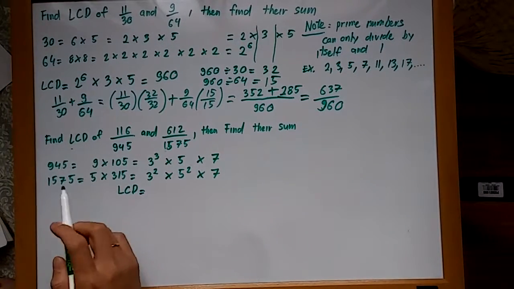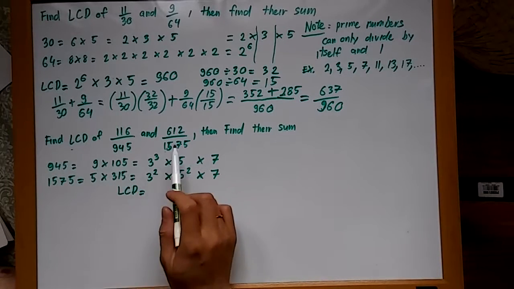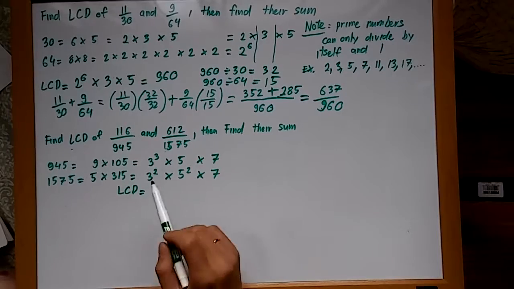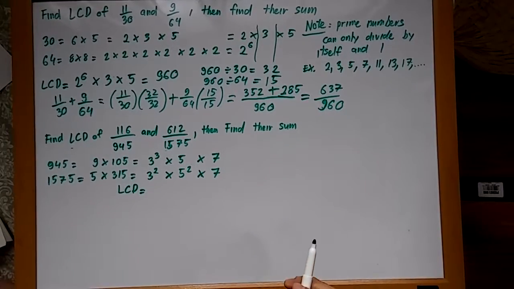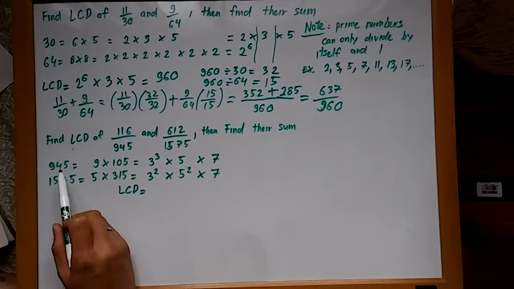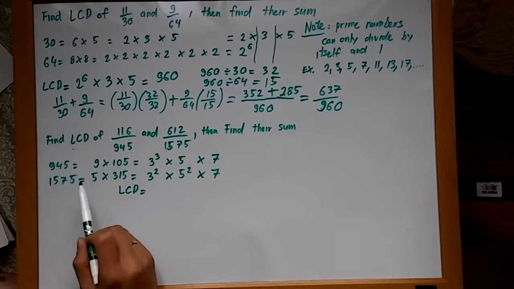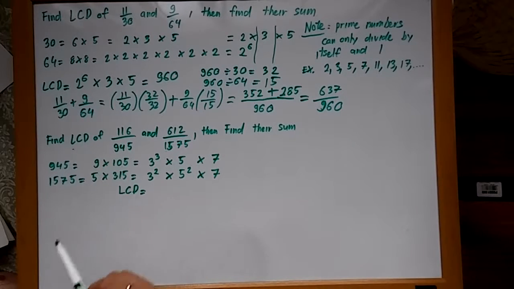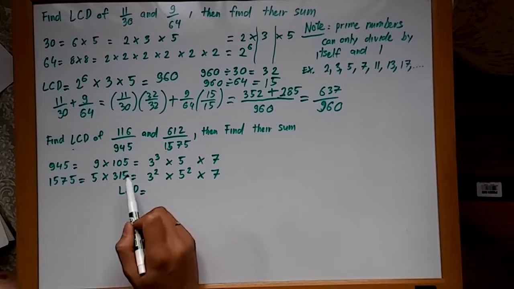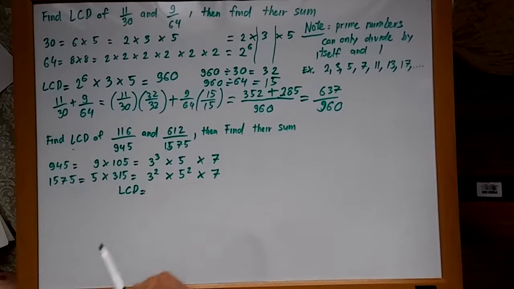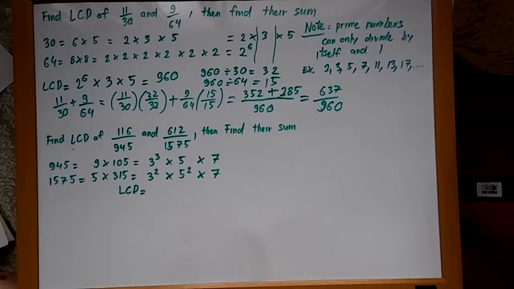For our second problem, find the LCD of 116 over 945 and 612 over 1575, then find their sum. Same steps. Break out both of the denominators into prime multiples. So 945 equals 9 times 105, and to save us time, I broke 945 into prime multiples here to 3 to the power of 3 times 5 times 7.